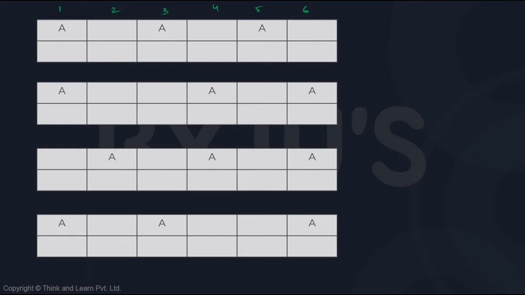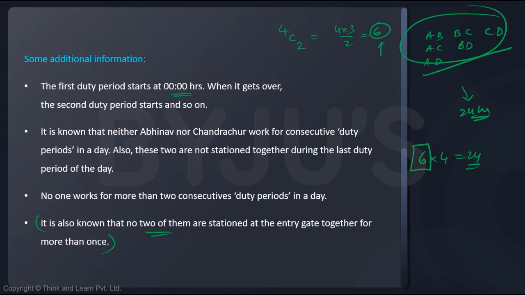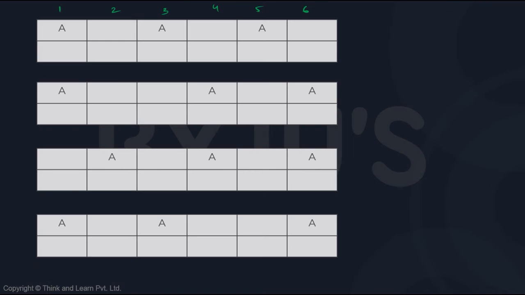I'm starting with A. Now, the condition given is A. Now, why am I starting with A? I could have started with C also. Doesn't matter. The reason I'm starting with A is neither Abhinav nor Chandrachud, that is neither A nor C, work for consecutive duty hours. So I'm starting with A because I know that A's cannot be consecutive. So I will get only 4 possibilities. So A can be arranged in these 6 slots without being next to each other in only 4 ways.